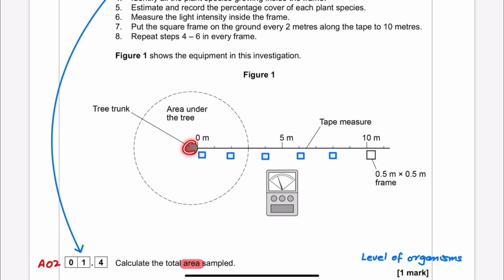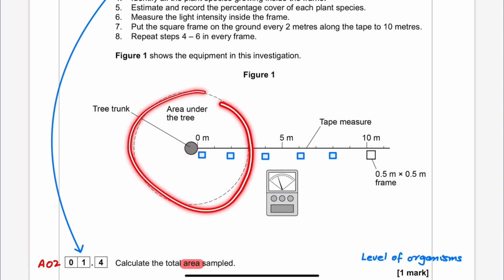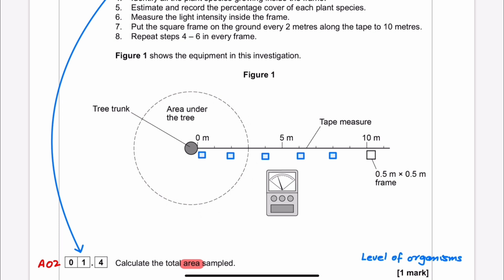This is the tree, this is the area under the tree, and the student fixed the tape at one end of the tree and took it 11 meters away from the tree. The student is putting the square at every 2 meters. He put the first square just at the stem or the trunk of the tree, and after every 2 meters the student is putting the square frame, and the question is calculate the total area sampled.